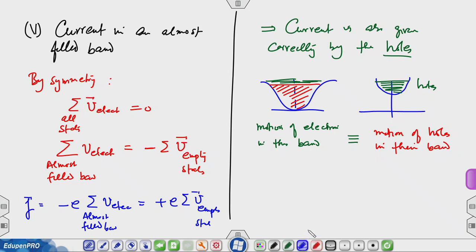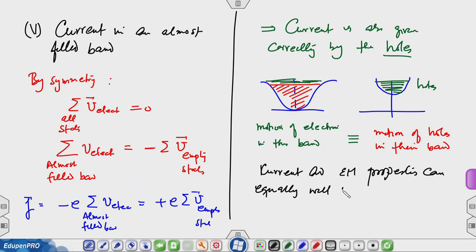So, this response is absolutely equivalent. So, this means that current and electromagnetic properties can equally well be given by the motion of holes. This is absolutely equivalent. I mean, one is not just saying it for representation, the properties come out to be the same, and it is much more useful therefore, to talk in terms of holes when the number is less, is almost a filled band.